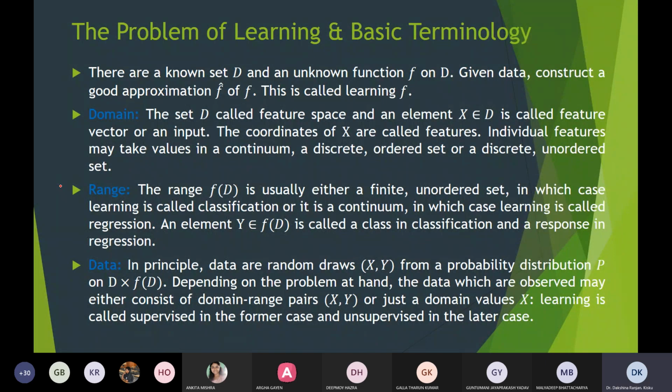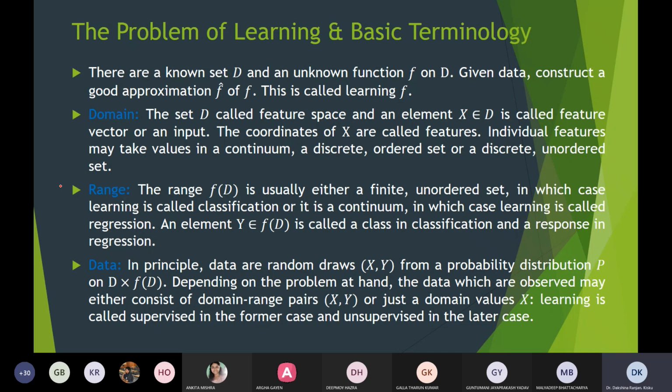Initially we can start from the domain knowledge. So what is the domain? We can consider the data set D, which is called the feature space. If we consider an element X that belongs to the feature space D, then this X will be called the feature vector or an input. And the coordinates of X will be called the features. Now we can map this domain definition to a pattern classification problem, where we can have a pattern or an image, a two-dimensional image. From that two-dimensional image, we can extract a two-dimensional matrix, and the two-dimensional matrix will be posed as a feature vector.